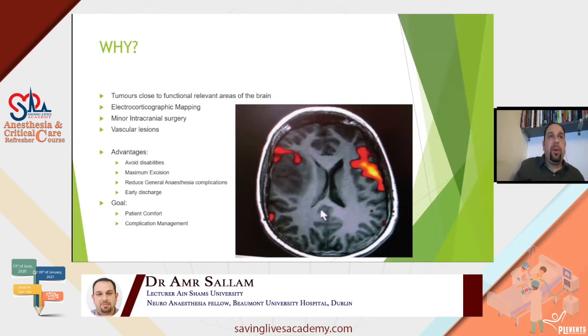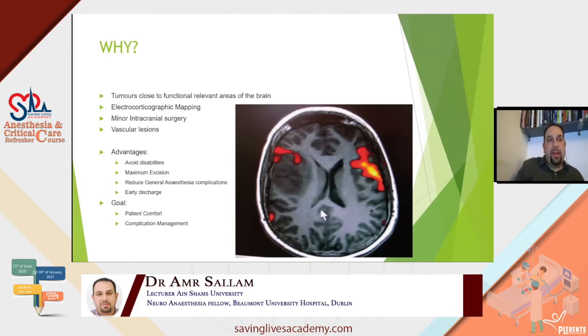Other procedures we can do, like deep brain stimulation or epilepsy surgery with electrocorticographic mapping. Minor intracranial surgery as well might be done awake, and that would be an awake craniotomy, or even with a vascular lesion that is very close to the brain tumor or the eloquent areas.